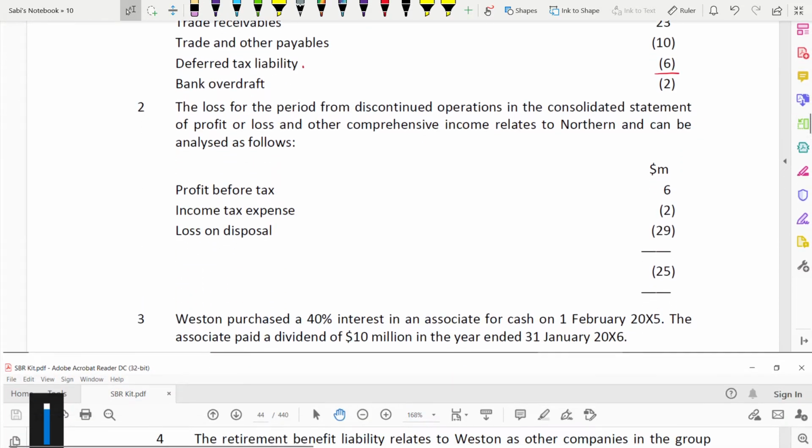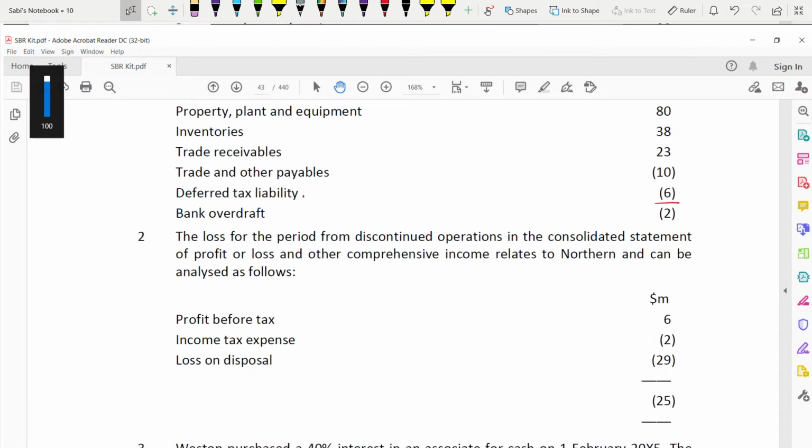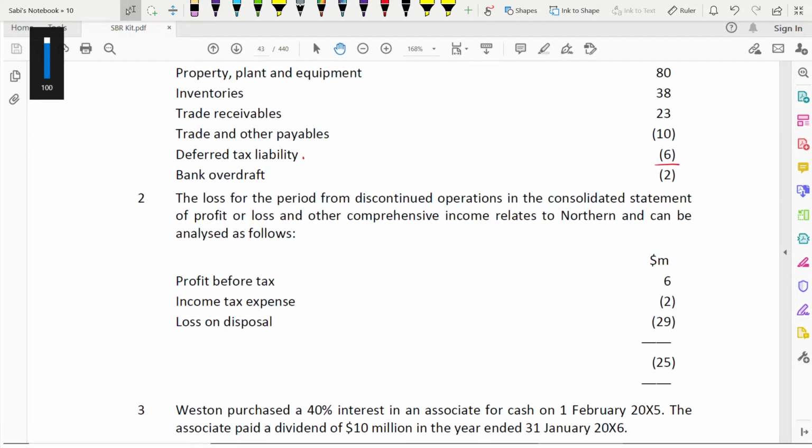Coming to point number 2. The loss for the period from discontinued operations in the consolidated statement of profit or loss and other comprehensive income relates to Northern and can be analyzed as follows. So you have been given this loss, right? 25. So here they are. Okay, you can see the loss on disposal 29. The reason why they have given this breakdown is for you to find this loss on disposal so that you can adjust this with the profit before tax when you're doing cash generated from operations. You need all these adjustments.